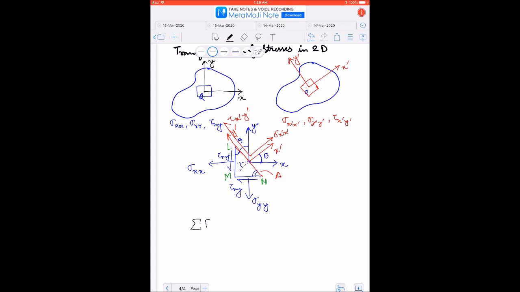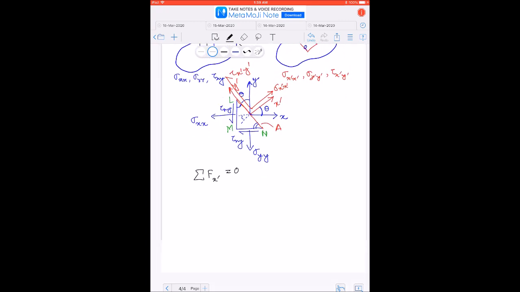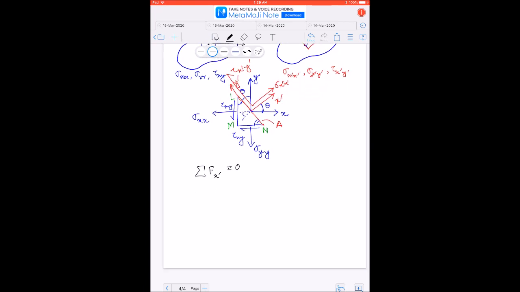So the sum of forces along x dash is equal to 0. Remember that we have to keep track of the components of the forces which are associated with the various stress components properly, as well as the directions. So we have to take the component of the force which is associated with this stress component sigma xx along the x direction. Similarly for this tau xy, for the sigma yy and the tau xy.